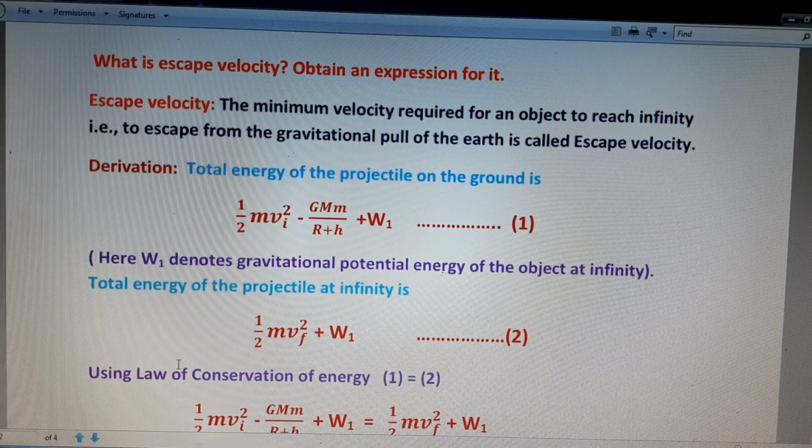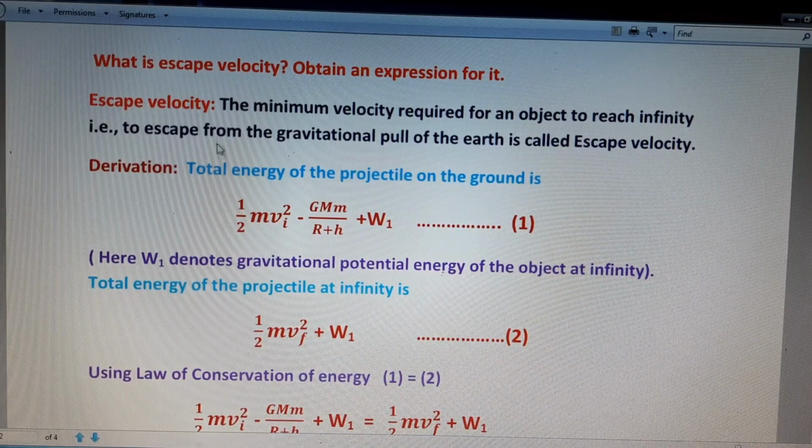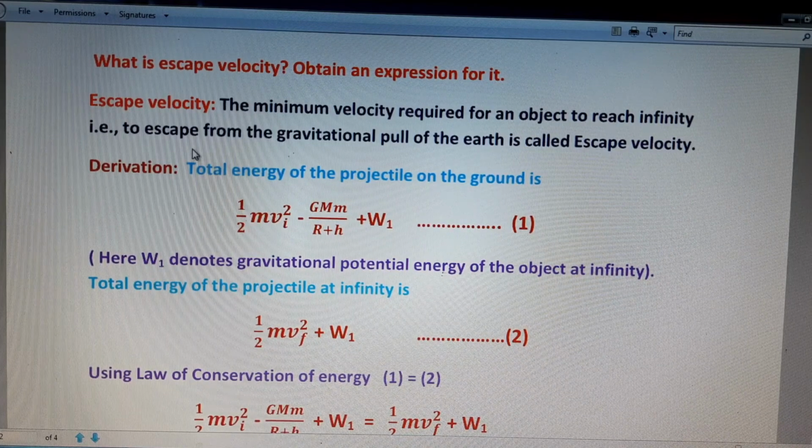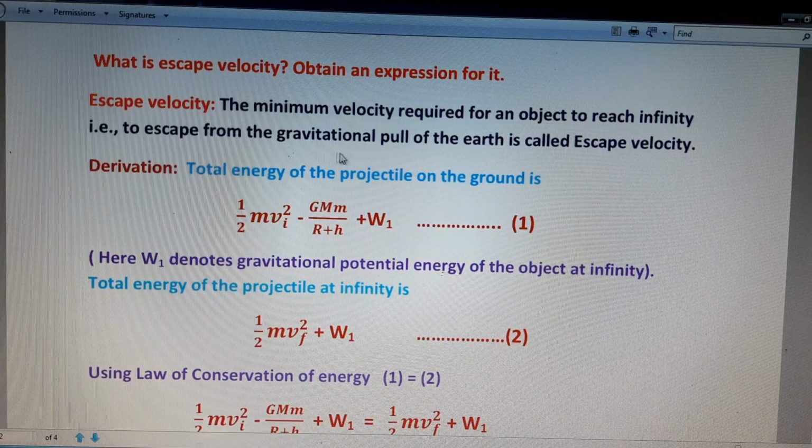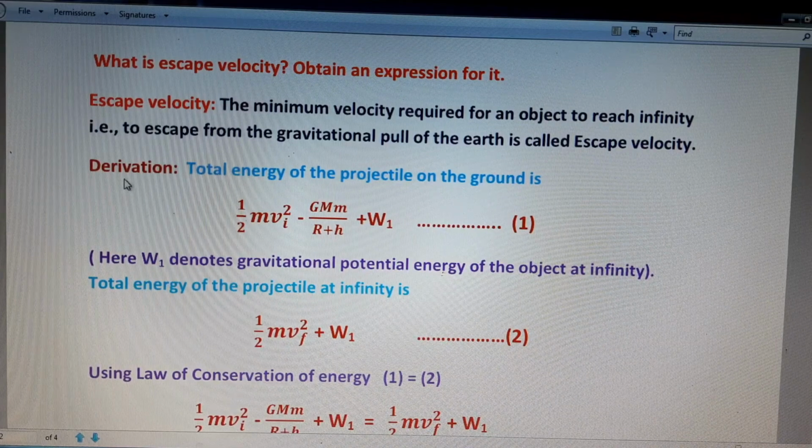Okay students, a very important 4 marks question in the gravitation lesson is: what is escape velocity, obtain an expression for it. So first we can define escape velocity. The minimum velocity required for an object to reach infinity, that is, to escape from the gravitational pull of the earth, is called escape velocity. So now we can derive the equation for escape velocity.